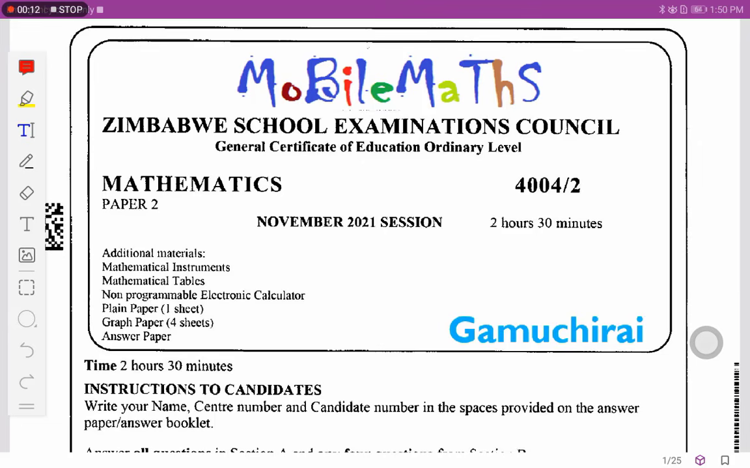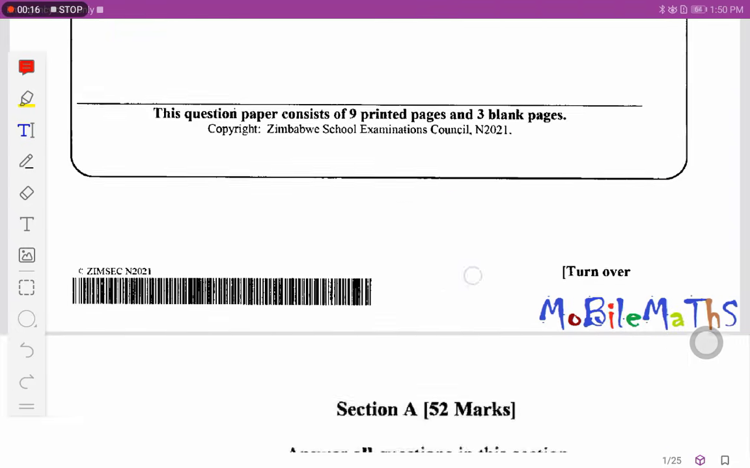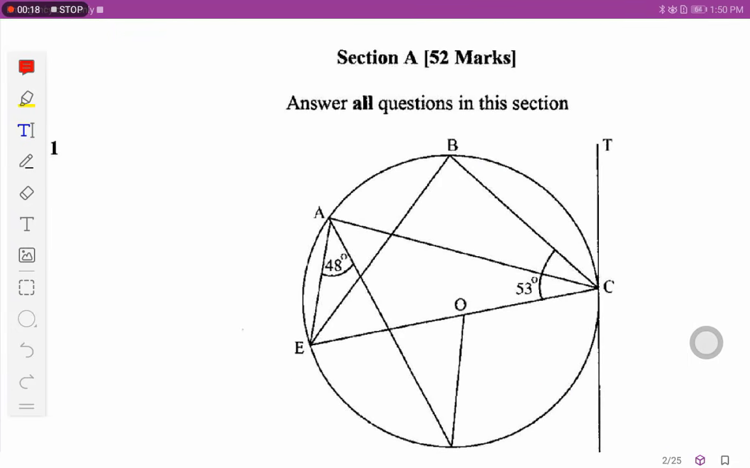Today I want us to look at November 2021 paper 2. Okay, so we are going to look at section A. Please, for section A, try as much as possible to get all the 52 marks, so that when you go to section B, you have scored more than half the marks of your paper.